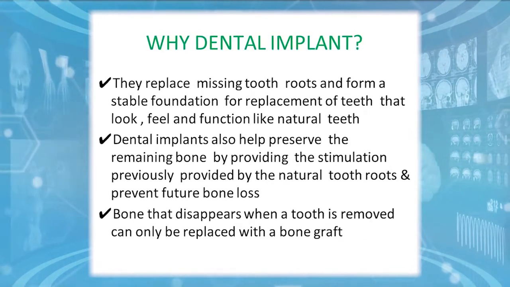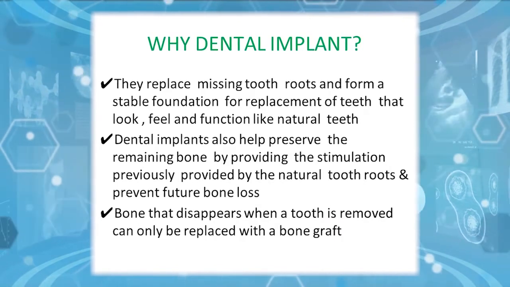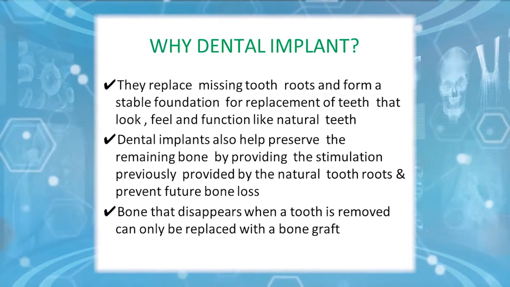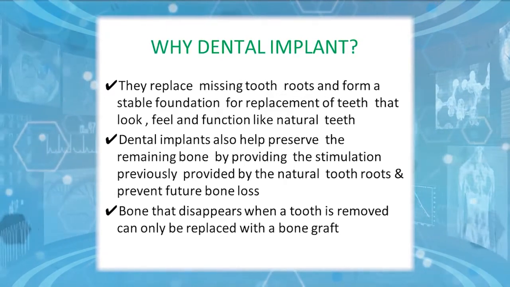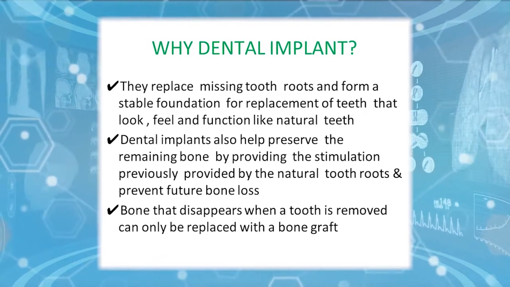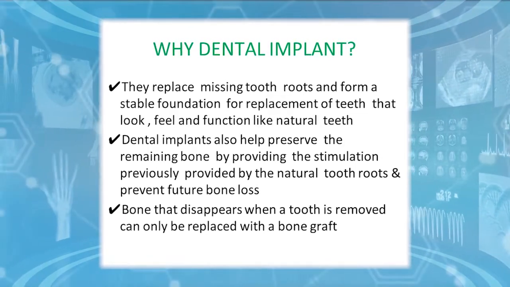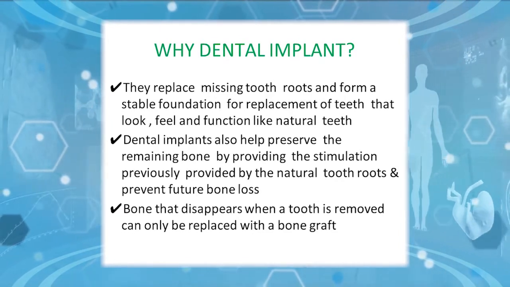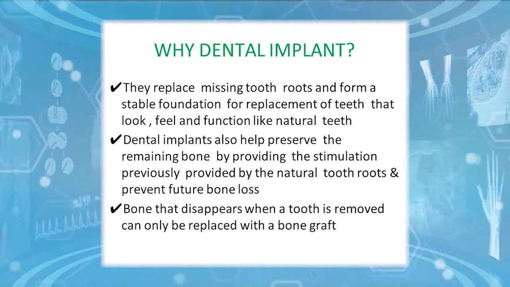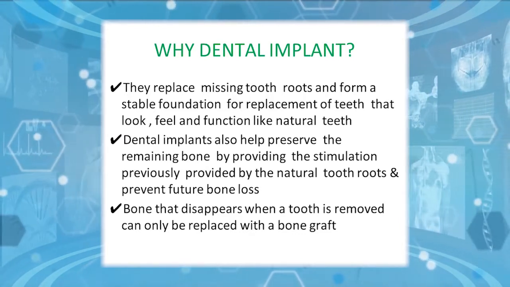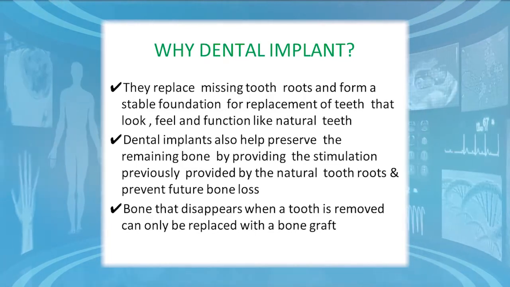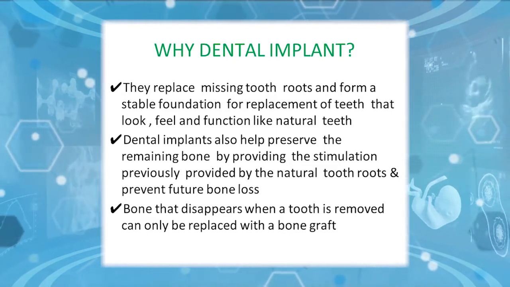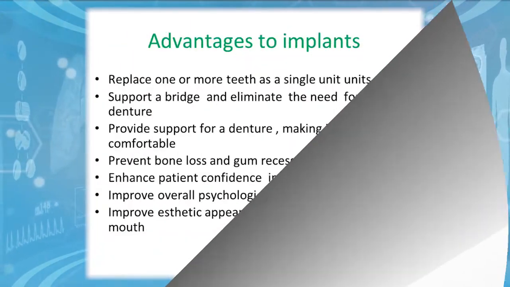The answer is they replace missing tooth roots and form a stable foundation for the replacement of teeth that look, feel, and function like natural teeth. Dental implants also help preserve the remaining bone by providing the stimulation previously provided by the natural tooth roots, and the implant may also prevent future bone loss. The bone that disappears when a tooth is removed can only be replaced by a bone graft, which is an artificial tooth material to cover the implant.